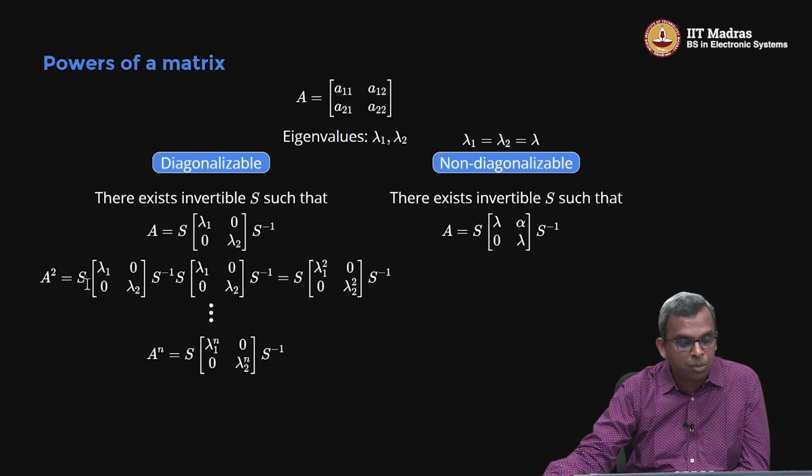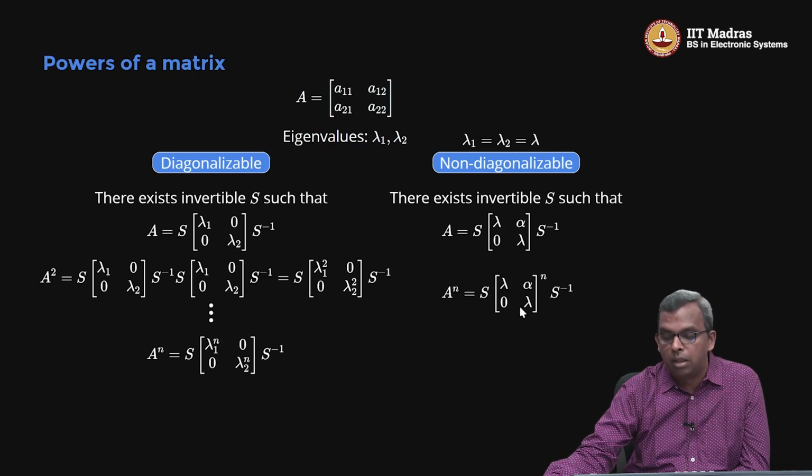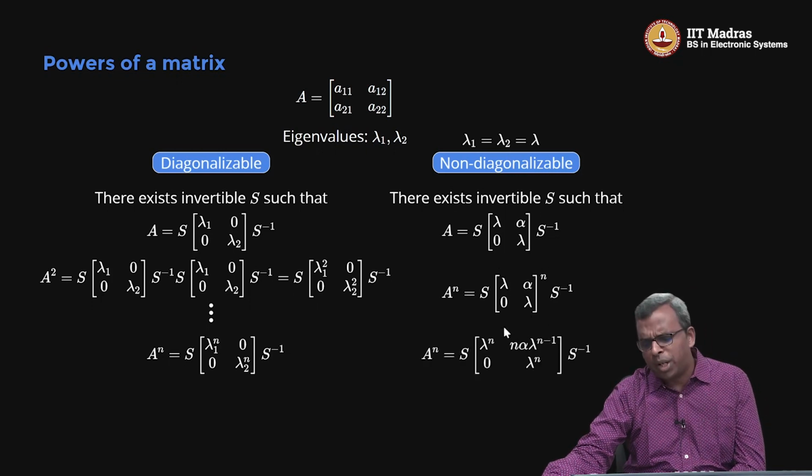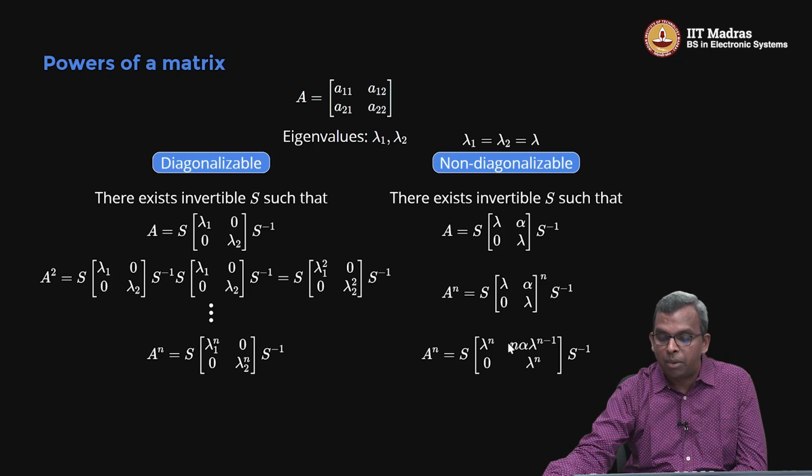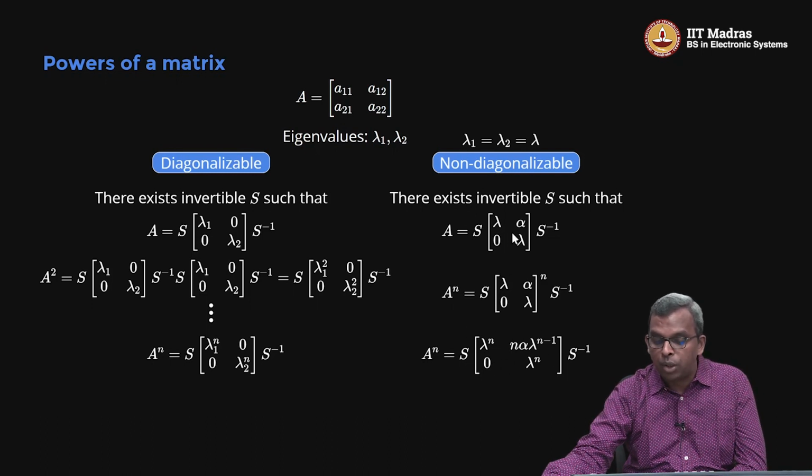But this is okay, I can use my same trick that I did here with this form, right? I have a reasonably simple form here. So, I can do A power n, I will get this as S times lambda, alpha, 0, lambda, power n, times S inverse. So, how do you do this power? It turns out the answer is this, okay. I am not going into great detail here, it turns out the answer is lambda power n, n alpha lambda power n minus 1, 0, lambda power n. You can prove this by induction. How do you prove this by induction? If you take this and multiply by this, what do you get? You will get lambda power n plus 1, and then you will get n alpha lambda power n plus alpha lambda power n, which is n plus 1 into alpha lambda power n.